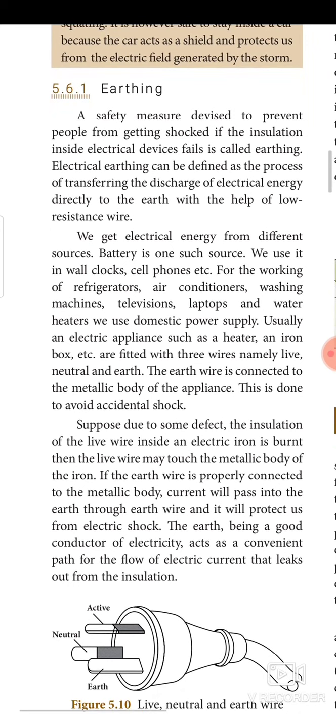Next, the important process known as earthing is explained. Let's see what is earthing. In our home, on home appliances, you can see the earthing pin. What is earthing? A safety measure device to prevent people from getting shocked if the insulation inside an electrical device fails is called earthing. Electrical earthing can be defined as the process of transferring the discharge of electric energy directly to the earth with the help of low resistance wire.